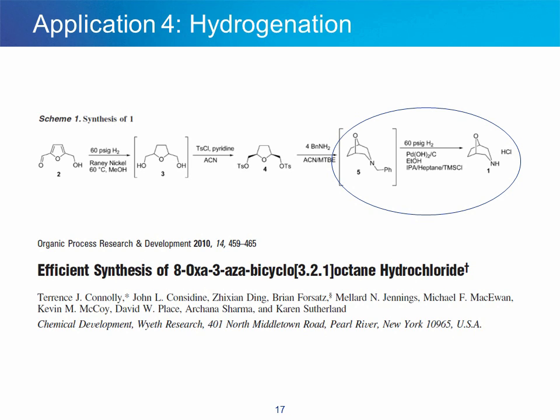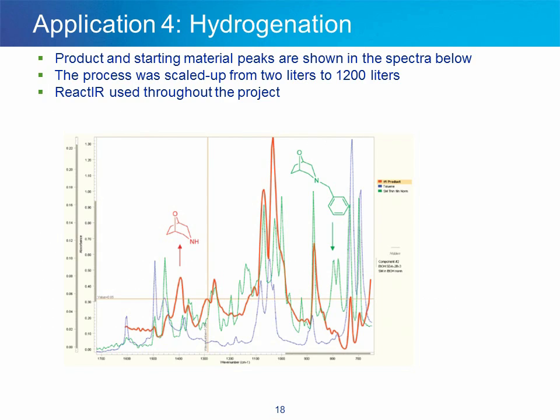Application example 4, hydrogenation. Product and starting material peaks are shown in the spectra below. The process was scaled up from 2 liters to 1200 liters, and the FTIR was used throughout the project.